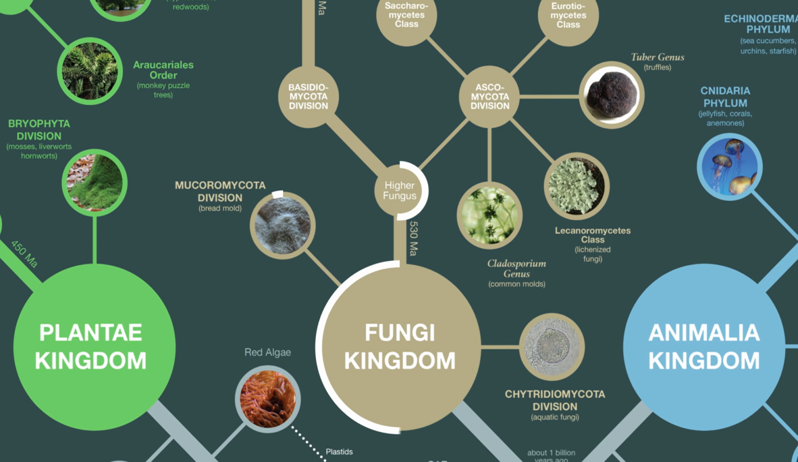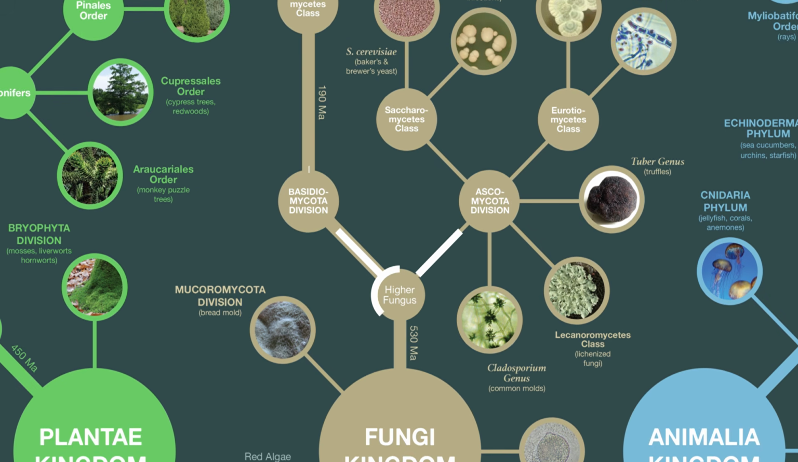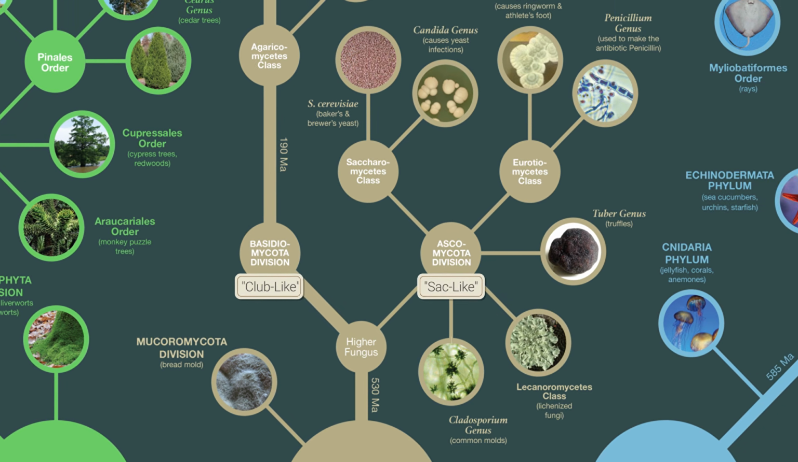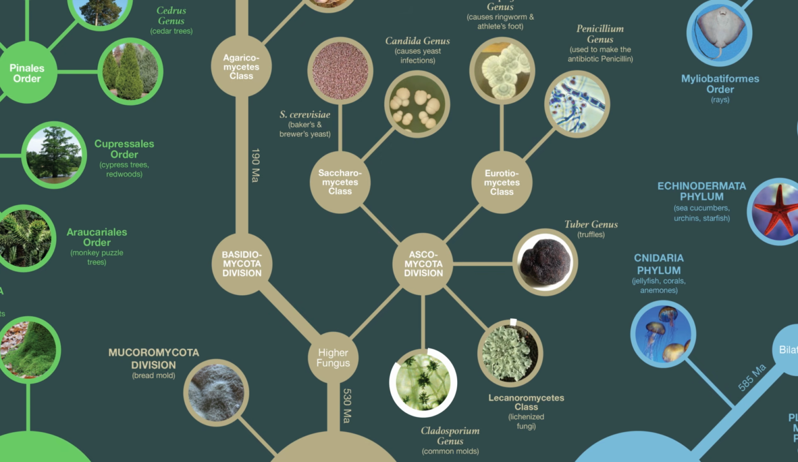Higher fungi can be divided into two main divisions: Basidiomycota, meaning club-like fungus, and Ascomycota, meaning sac-like fungus. Ascomycota includes common molds, as well as fungi that create a symbiotic relationship with algae to create lichen. However, it also includes yeast, both the type that causes infections, as well as the type used to make bread. It does this by eating the sugar in the flour, creating gas that then causes the bread to rise.